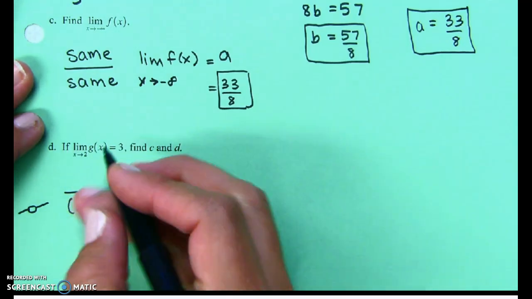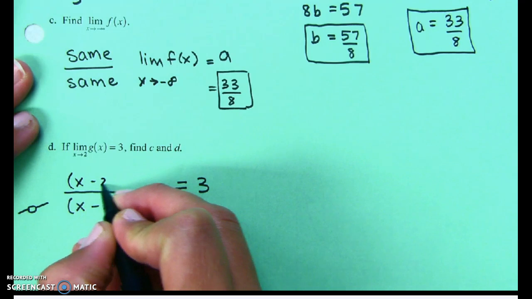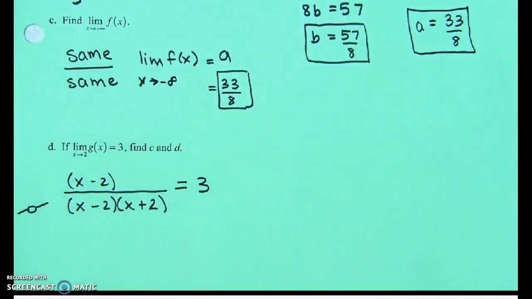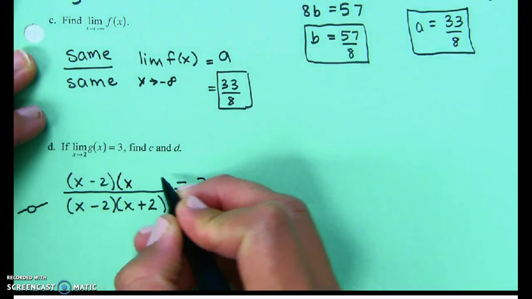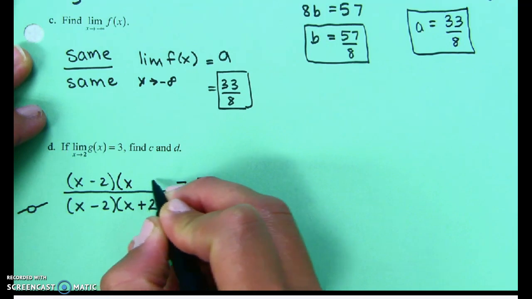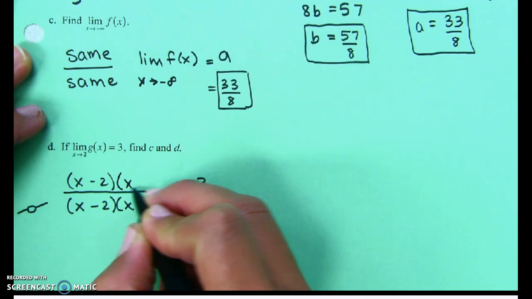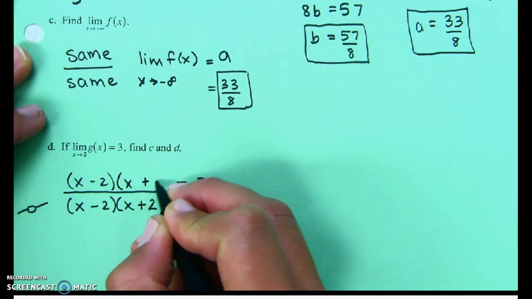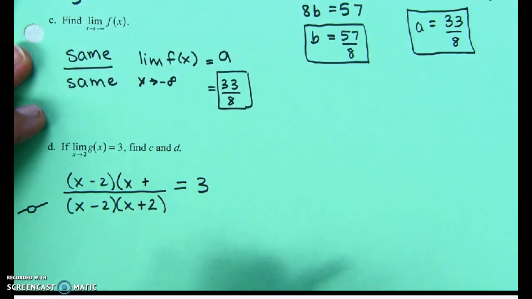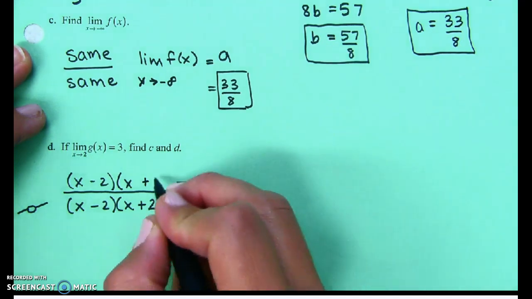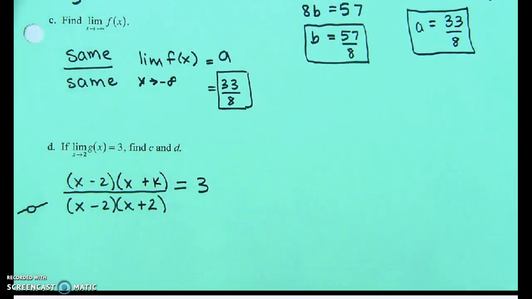So we know one of these factors is x minus 2, right? Cool? Okay, what's the other factor? I don't know, but we know it's an x, and we don't know if it's plus or minus, so I'm going to put plus. I don't want to use C or D because that's what we need to find, so I'm going to make up a new letter, and my favorite letter is K, so I'm going to say K. We don't know what K is.